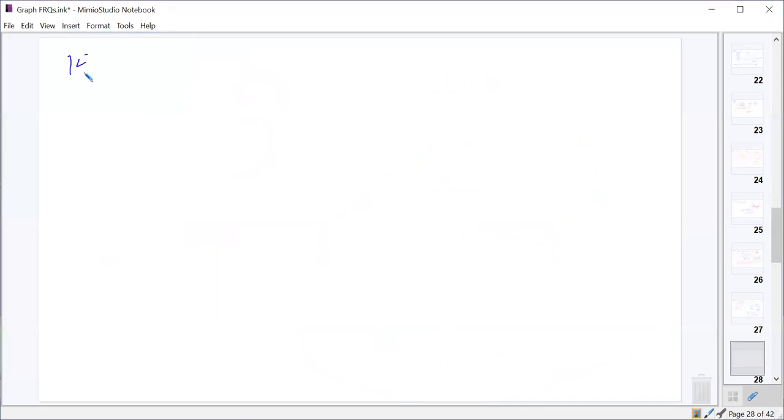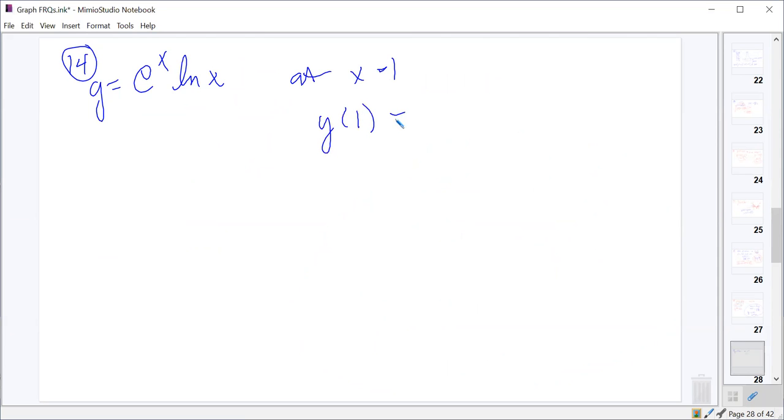All right. Next one will be 14. We are looking for the equation of the tangent line to e to the x ln x at x equals 1. So for the equation of the tangent, we need to find a point. y of 1 ought to be e to the 1 times ln 1. Well, ln 1 is 0, so that's the point (1, 0). And then we need a slope.